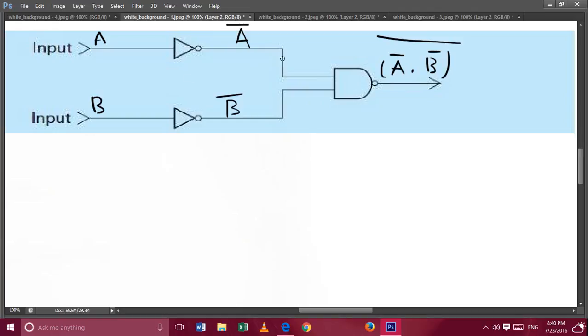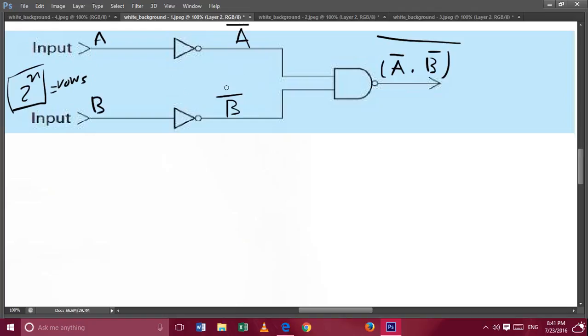Now, I need you to understand this table. How many rows will this table have? It's always 2 to the power of n, where n is the number of inputs, right? So here n is 2, so we have 2 inputs, and we're going to need 4 rows. Okay, how many columns will we need? We will need a column for each input, so 2 columns.